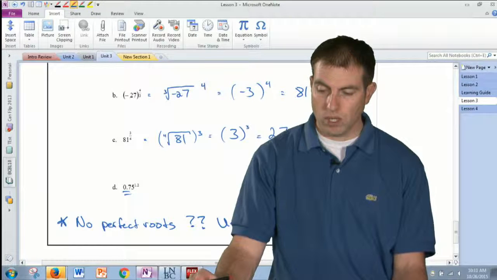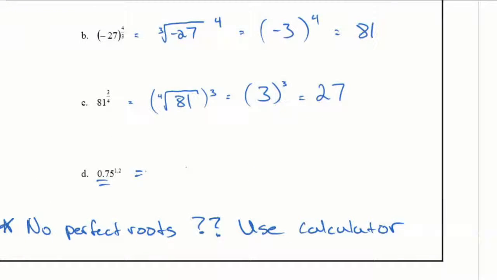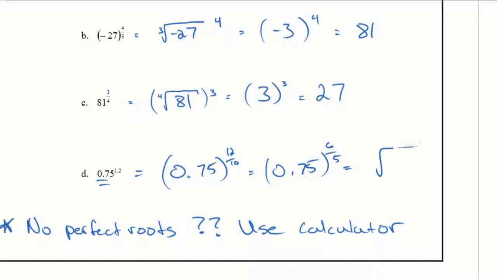So what I can do is I can write this as 0.75 to the power of 12 over 10, which is the same thing as 0.75 to the power of, if I simplify that, 6 over 5. It's not going to work out nicely. I could write it like this, the 5th root of 0.75 to the 6th power, but I know that the 5th root of 0.75 isn't going to work out very nicely, and then the 6th power is not going to work out nicely. So I'm just going to end up with a decimal here. So we might as well find what it is just to work on our calculator a little bit.